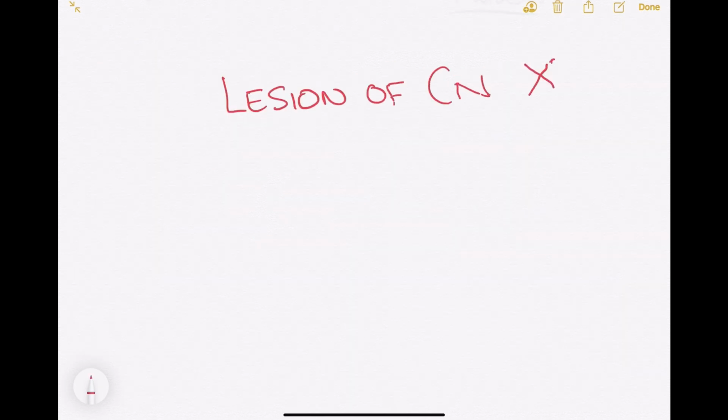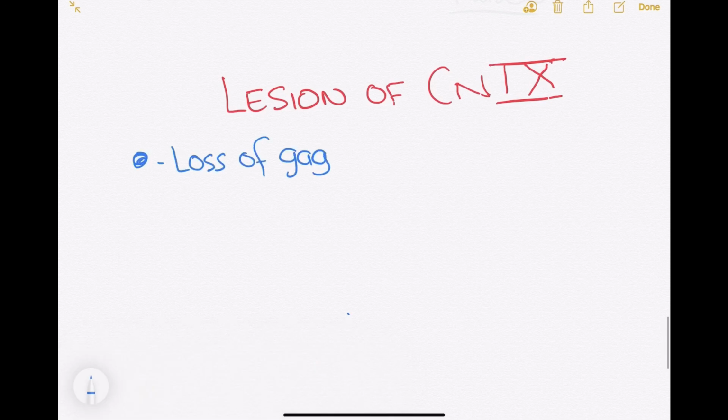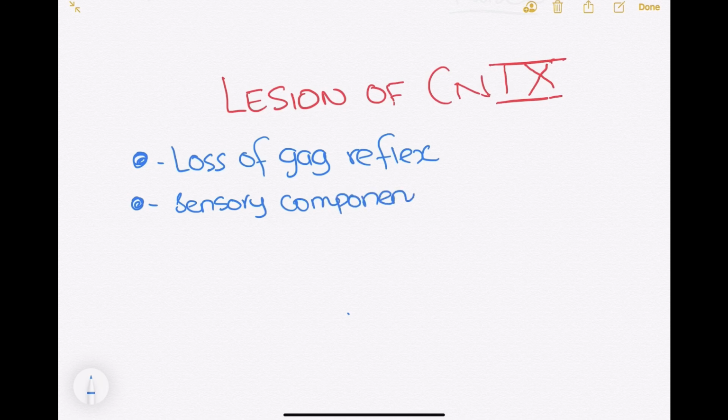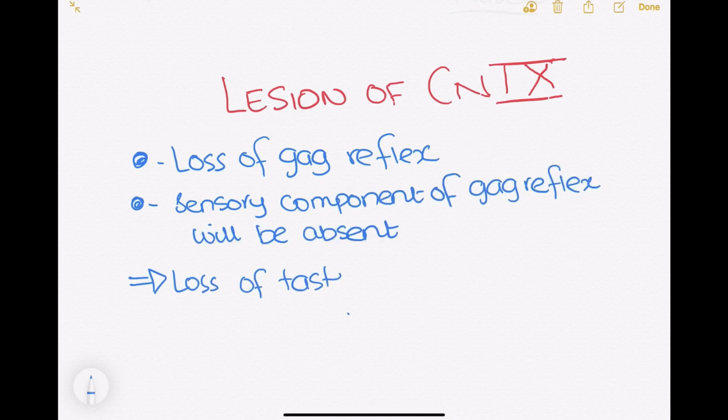In case of a lesion of the ninth cranial nerve, you see the loss of gag reflex. Sensory component of a gag reflex is absent. There is loss of taste sensation from posterior one-third of the tongue.